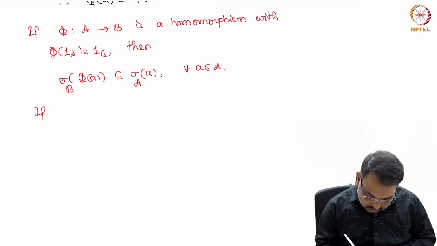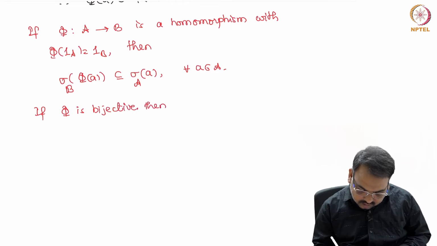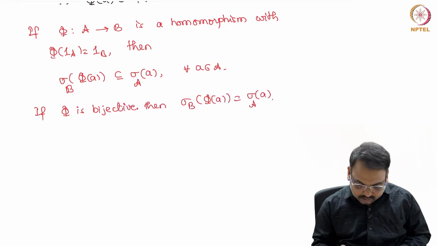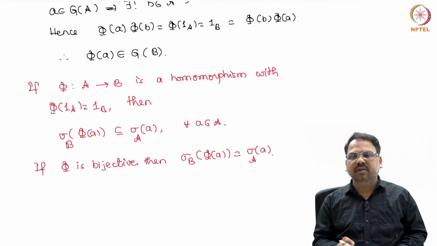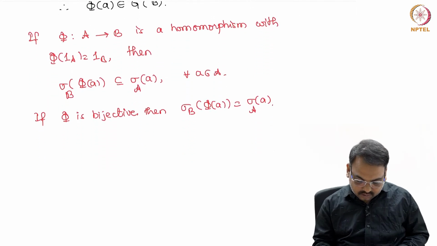We can say that both become equal provided phi is a bijection. If phi is bijective, then the spectrum of phi of a with respect to B is the spectrum of a with respect to A. This directly follows from the earlier observation. It sends invertible elements into invertible elements.